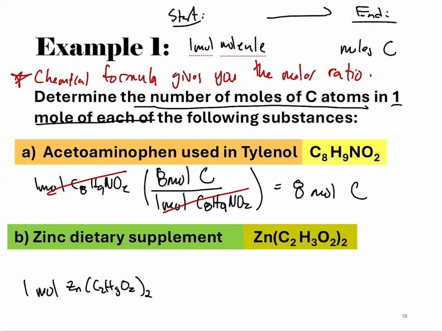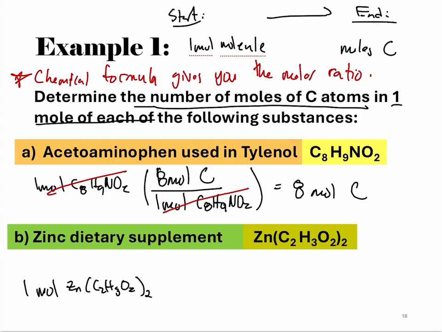So we don't really have to do any calculating here. If I asked you then to find the number of carbon atoms based off of this, you would have to use Avogadro's number to get the number of carbon atoms. And what about for zinc? What's our molar ratio going to be for the zinc dietary supplement? 4 moles of carbon. Yeah, it's going to be 4 moles of carbon.